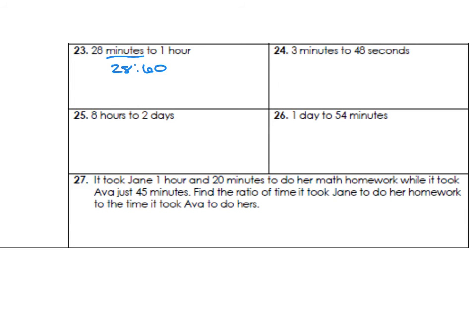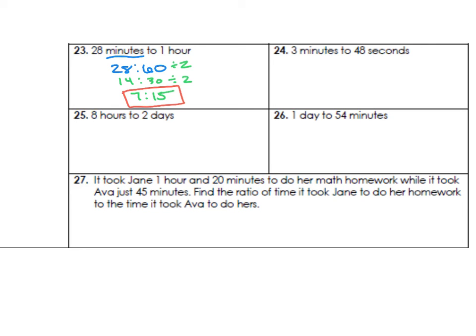I can simplify this. Let's see. I could do 2, which would give me 14 and 30. I can do 2 again, which gives me 7 to 15. I think that's it. So 7 to 15 is my ratio in simplest form.